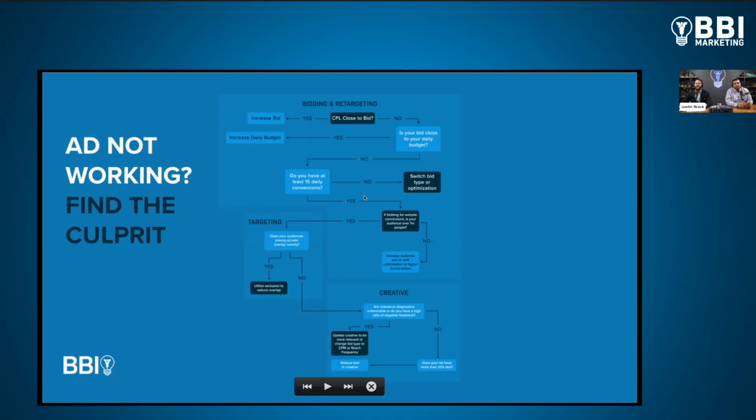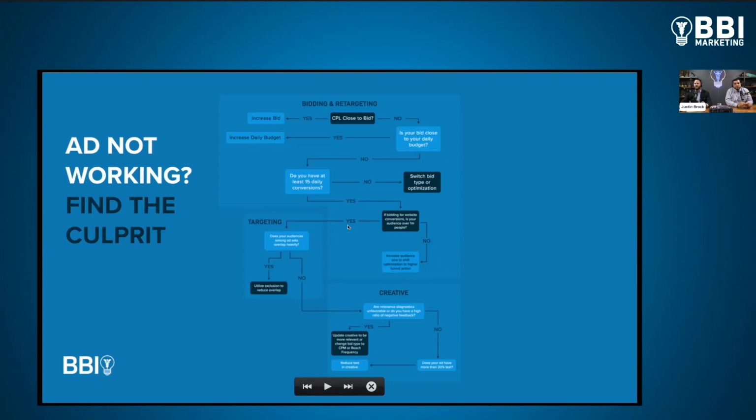And then if I do have 15 daily conversions, right here it says bidding for website conversions: is your audience over 1 million people? So I'm looking at, am I doing a landing page conversion campaign? Is my audience over 1 million, right? If it's not over 1 million, then maybe I need to increase my audience size or shift optimization to a higher funnel action, like reach or frequency.